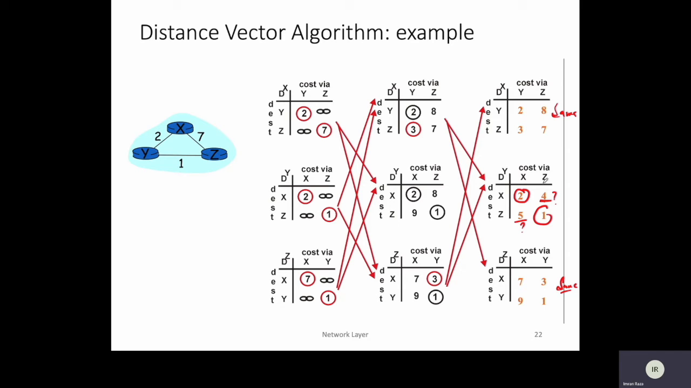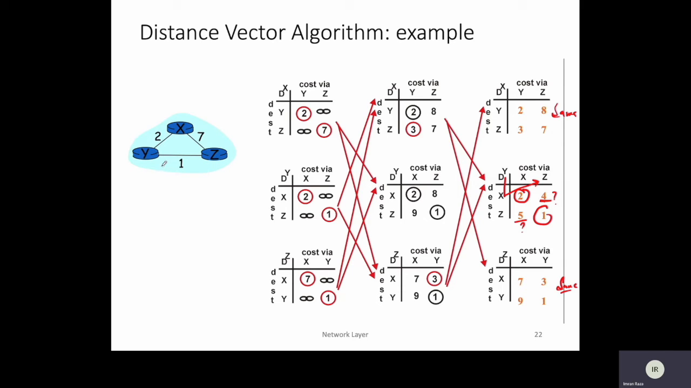This is the cost to reach from Y to X via Z. So this update, this change, is because of the message from Z. What is the message from Z? What was Z communicating? Yes, the link cost to reach from Z to X is 3. So Z is telling Y that the cost has changed from 7 to 3.